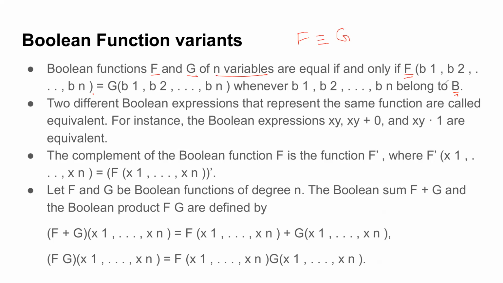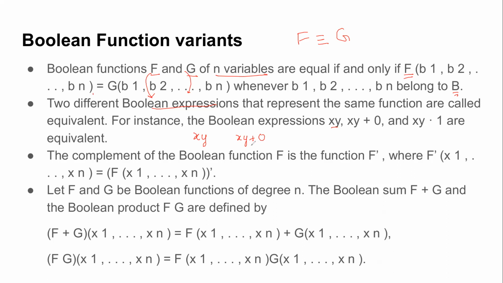Okay, so what does it mean? Basically, whatever input combinations you give to each one of the functions, the resultant output should be the same. So if the two Boolean functions are the same, the expressions representing those functions will also be equivalent. I can give you an example. Suppose I write x Boolean product y, and I write x Boolean product y plus 0. If I do a plus 0, what is the resultant output? If I do a Boolean sum with any literal with a 0, what is the resultant?